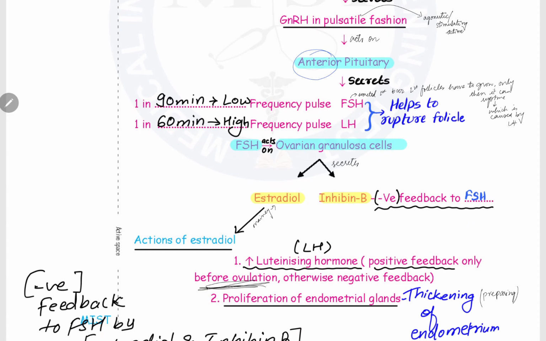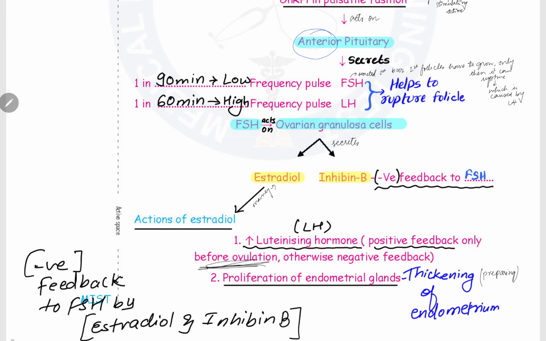So FSH acts on ovarian granulosa cells. Ovarian granulosa cells release estradiol and inhibin B, which gives negative feedback to FSH. Inhibin B, from the name itself we understand it's inhibiting, so it's giving negative feedback to FSH. And what does estradiol do? Now we'll learn about that mainly. When FSH acts on ovarian granulosa cells, it mainly releases estradiol and some amounts of inhibin B.